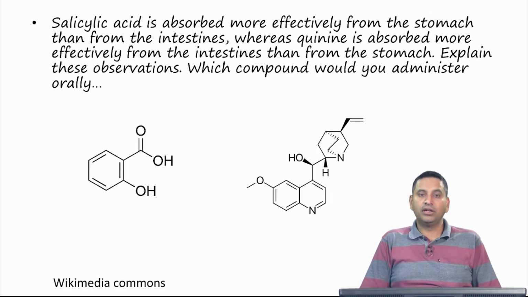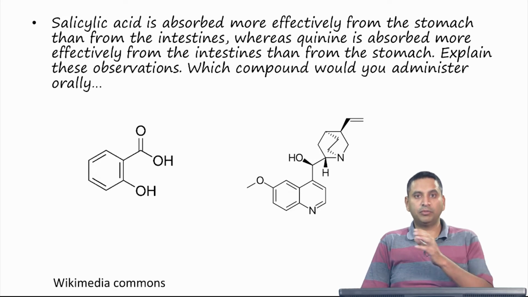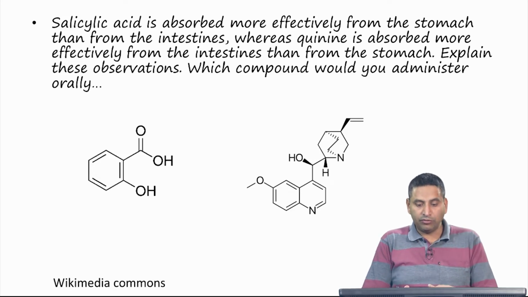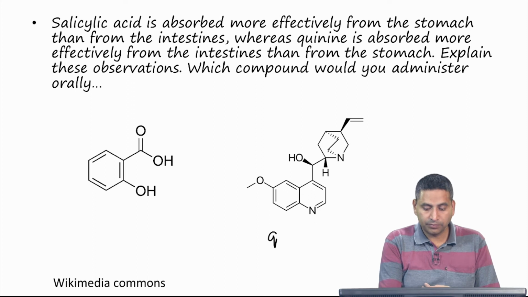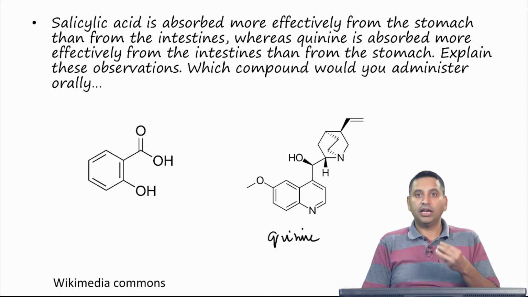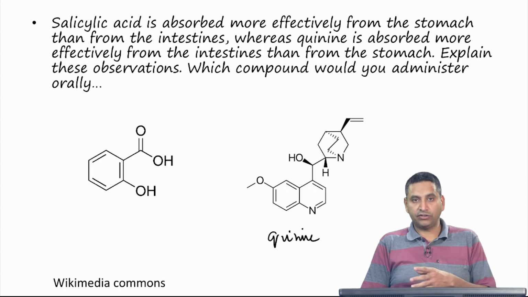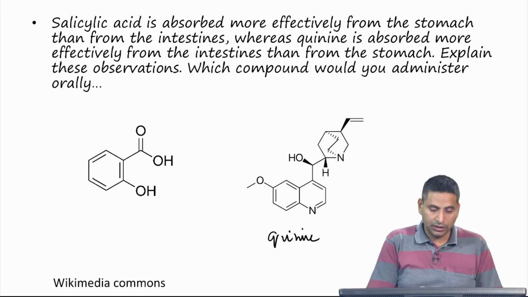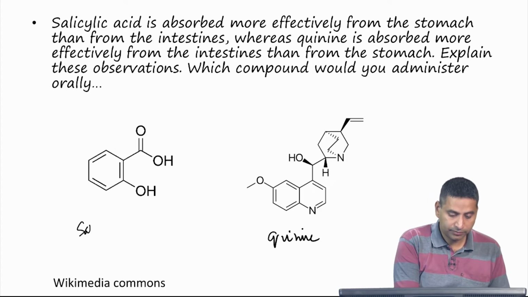The next question: salicylic acid is absorbed more effectively from the stomach than from the intestines, whereas quinine, which is shown here, is absorbed more effectively in the intestines. So, explain these observations and which compound would you administer orally. So, here is salicylic acid.